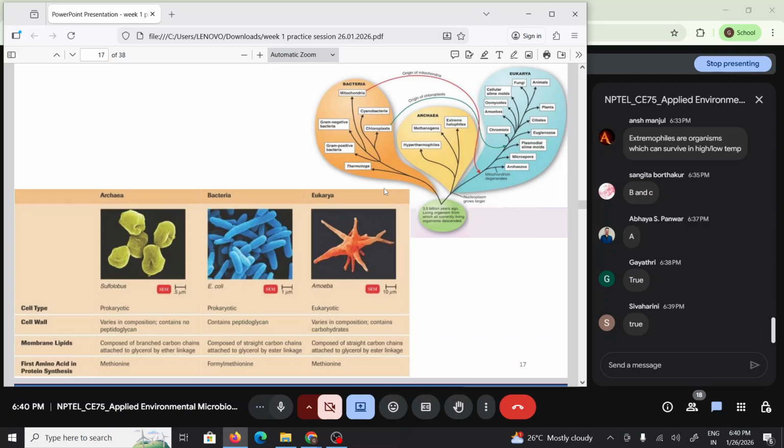So with that, we come to the summary of this topic, where we saw the three domain classification, which is archaea, bacteria, and eukarya. We know the cell type of archaea and bacteria is prokaryotic, and the difference between archaea and bacteria lies in their cell wall, where bacteria have a peptidoglycan cell wall, whereas in archaea it varies in composition and there is no peptidoglycan, and that makes all the difference.